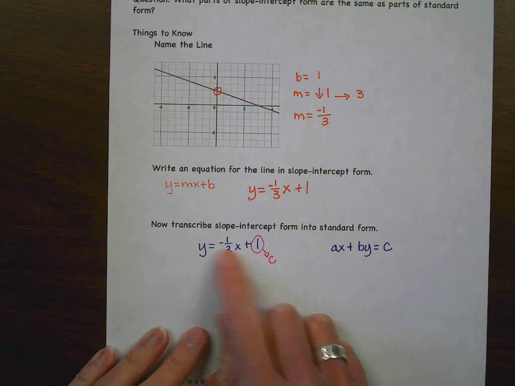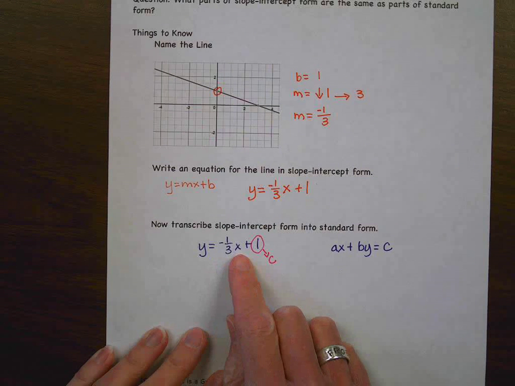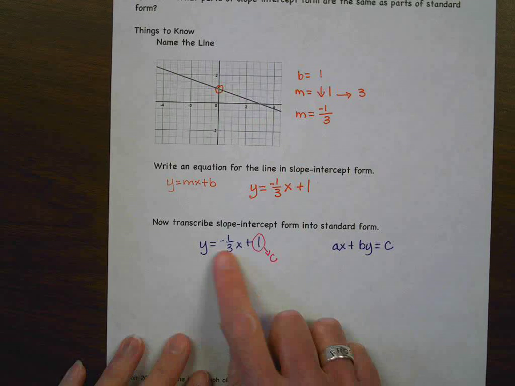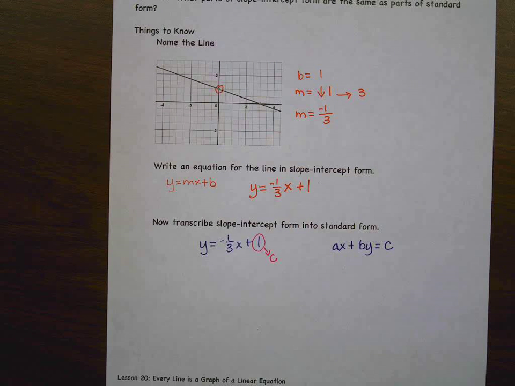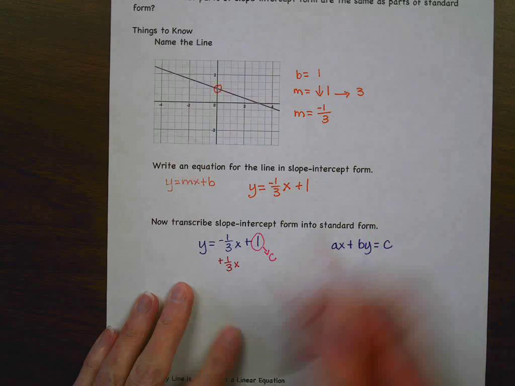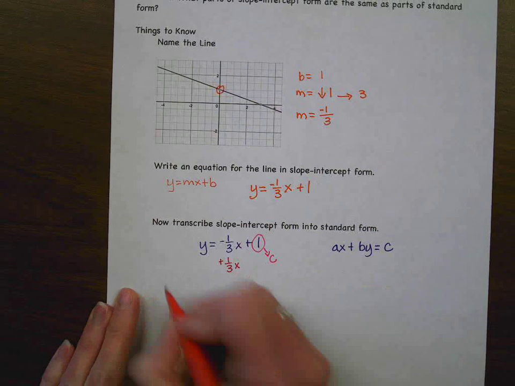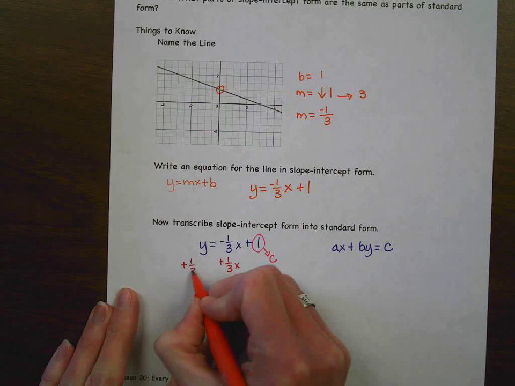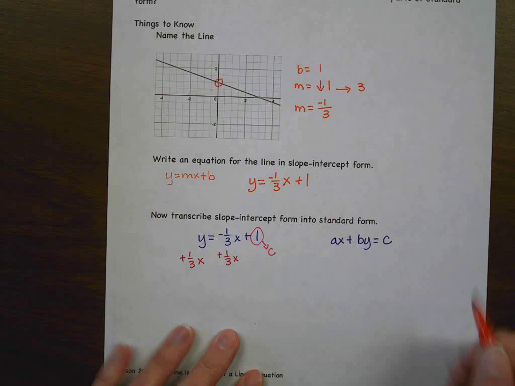Well, right now, this C value is being attached by a negative 1/3 X. So in order to get rid of the negative 1/3 x, I have to add it to both sides to get rid of it. So I'm going to take 1/3 x and add it to both sides. That's creating a zero pair. What you do to one side, you have to do to the other.